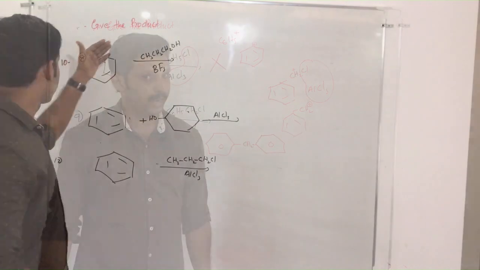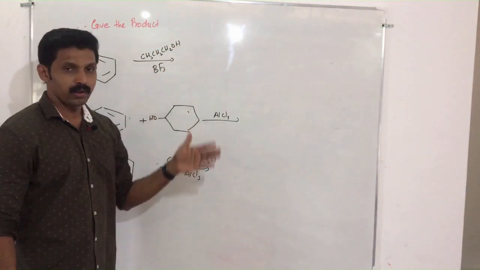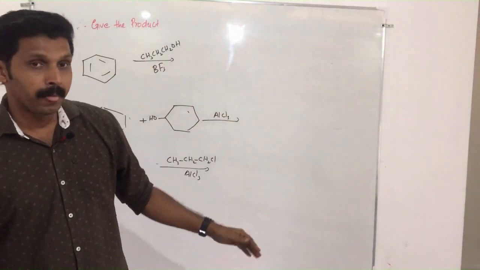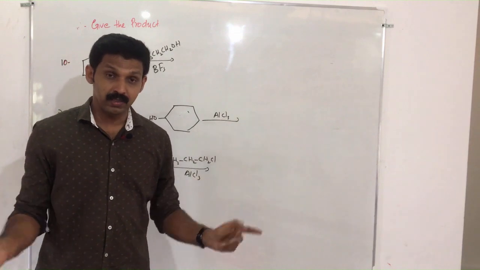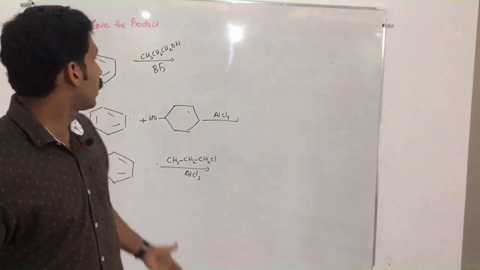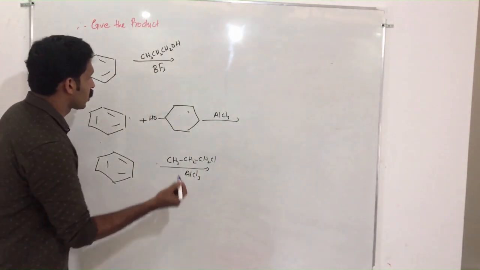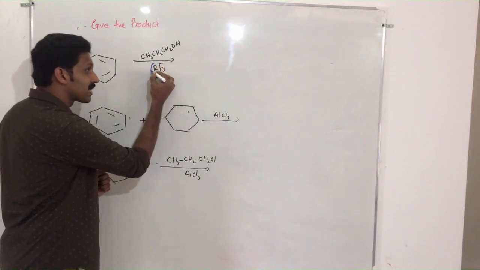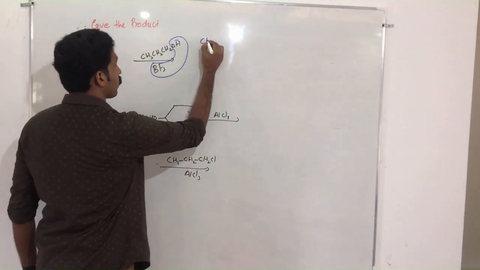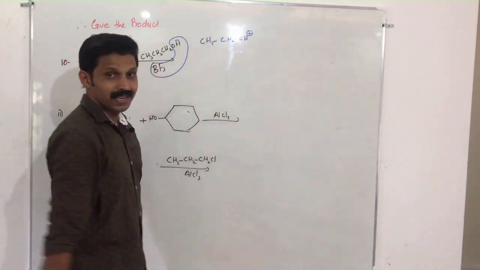The 10th question: give the products. Benzene on reaction with alcohol, that is propyl alcohol, in the presence of BF3. What is the answer? I have already told you in the previous session that Friedel-Crafts alkylation takes place if alkyl halide, alcohol, or alkene is used. Here alcohol is given. So what is the mechanism here? BF3, being a Lewis acid, abstracts OH minus from here, and CH3CH2CH2+ is formed. This is the electrophile formed in this reaction.